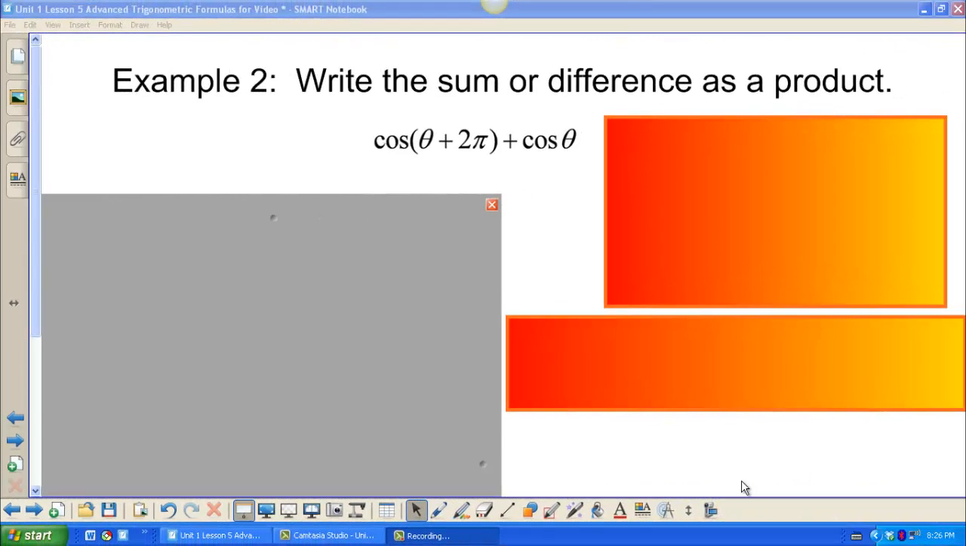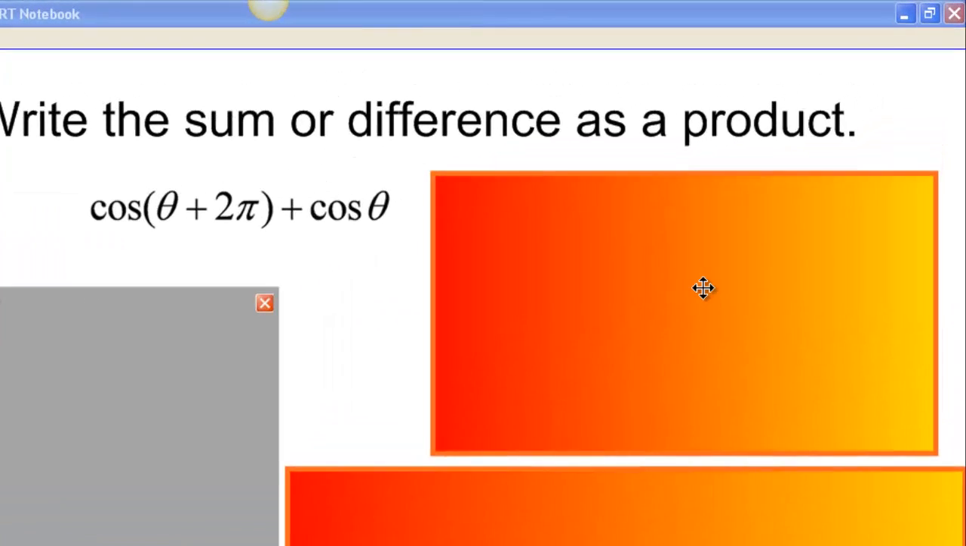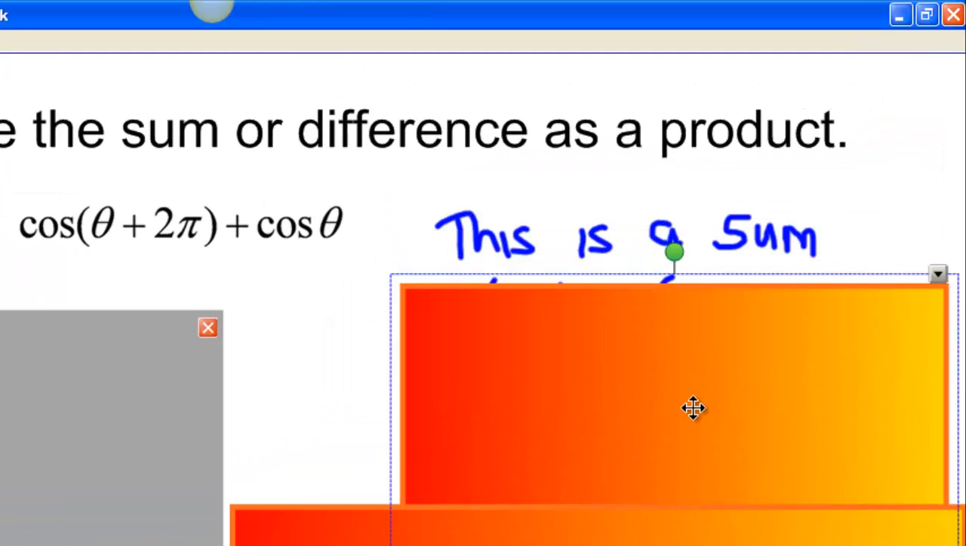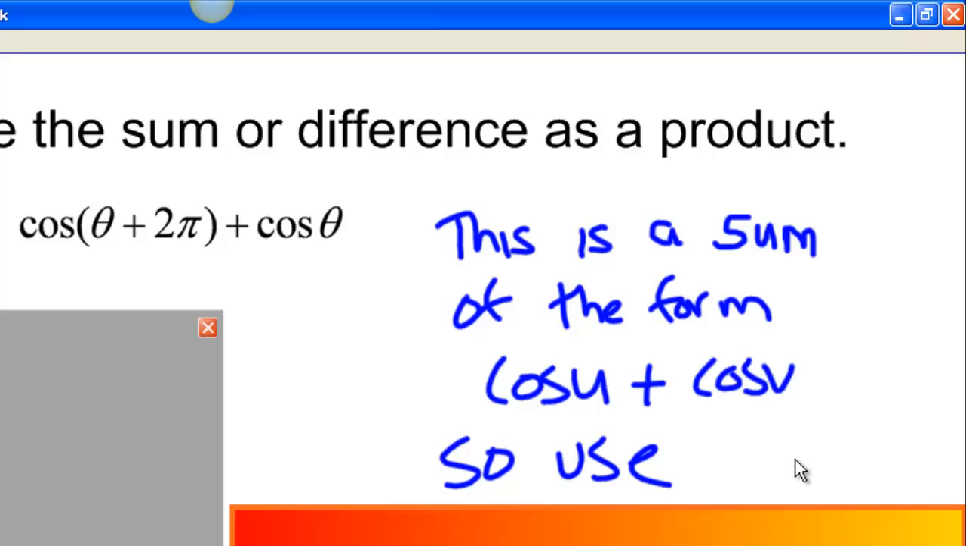And here we are at example 2, where now we're going to take something that is a sum or difference and write it as a product. So we're going to change the operation from addition and subtraction to multiplication. When I'm looking at this, I'm thinking to myself, this is a sum of the form cosine of an angle plus a cosine of an angle.